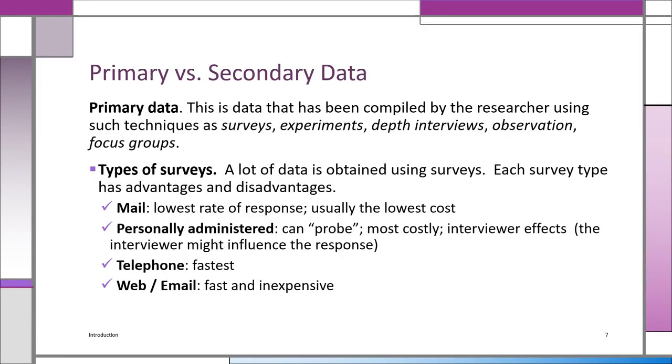Where does data come from? It'll come from primary sources or secondary sources. Primary data is data that the researcher collects on his own or on her own. How do we get primary data? Field experiments, observations, in-depth interviews, focus groups, and for the most part, surveys.